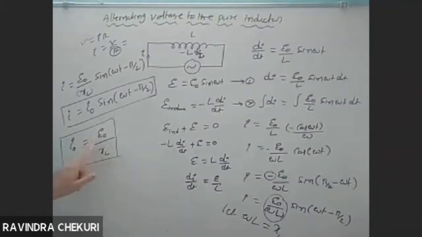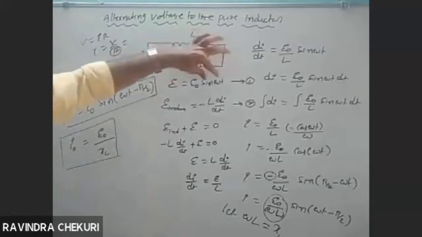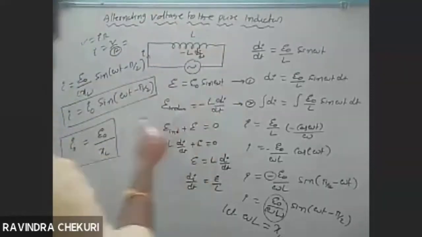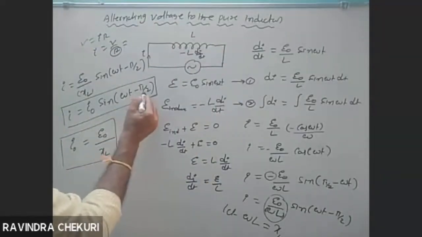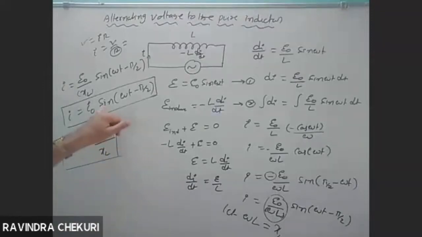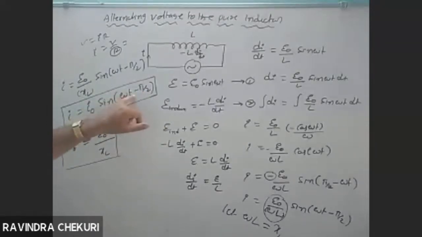But E naught with some value, then only we get I naught. So E naught is greater than I naught. And what is the phase angle? Sine of omega t minus pi by 2. So the current lags by an angle pi by 2. What is the nature of the graph?